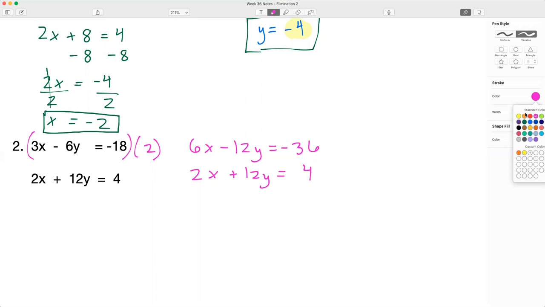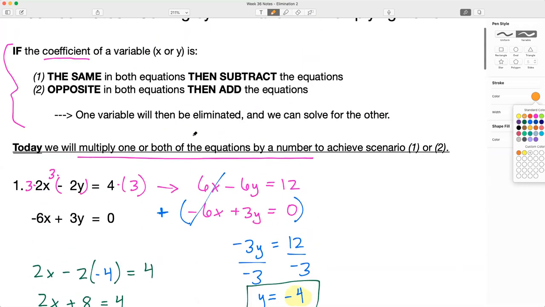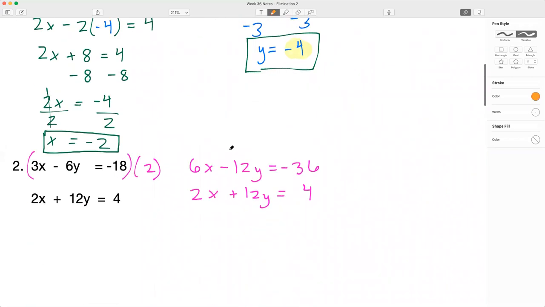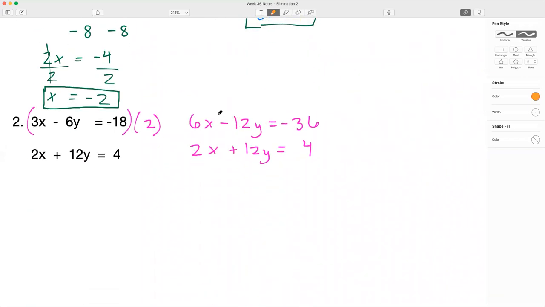So what do I do now? If I have opposite coefficients, what do you do? You add the equations together, okay? So because I have the opposite coefficient, I add together. So I add, nice big plus sign so you know what's happening right here. We're adding the equations, each term. 6 plus 2, that's 8x. -12 plus 12, well, that's the one that gets eliminated.